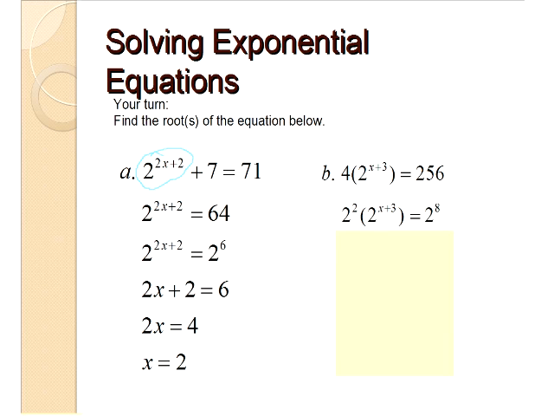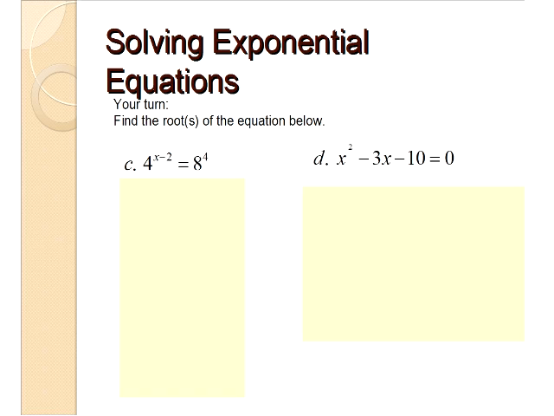Question B is fairly similar. I could divide everything by 4. But what I notice here right away is that I have bases of 2. So I have 2 squared times 2 to the x plus 3, and that's going to equal 2 to the 8. So here on the left hand side I now have the multiplication of powers to the same base. So I'm going to keep the base of 2 and add those exponents. Now I have 2 powers that are equal, and I know that if their bases are the same, then their exponents have to be the same. And then I simply subtract 5 from both sides.